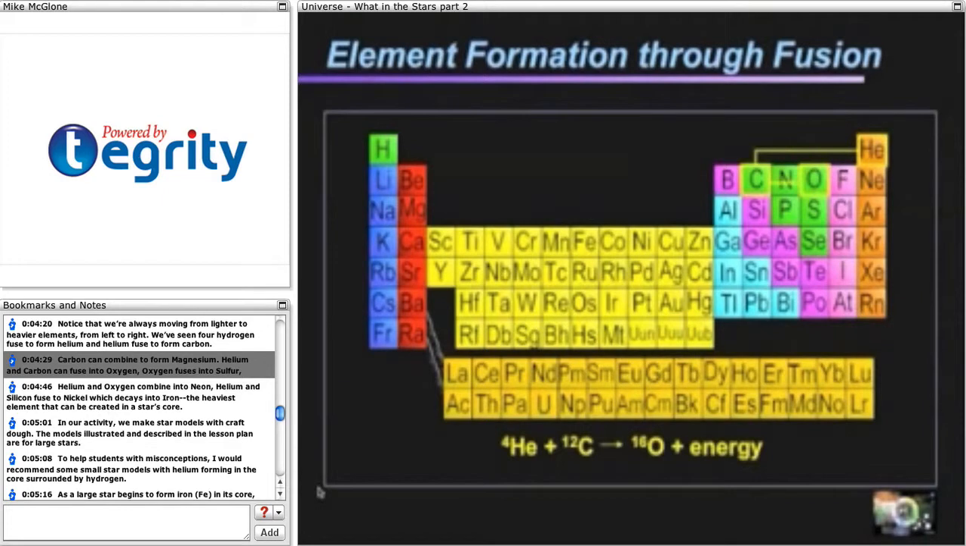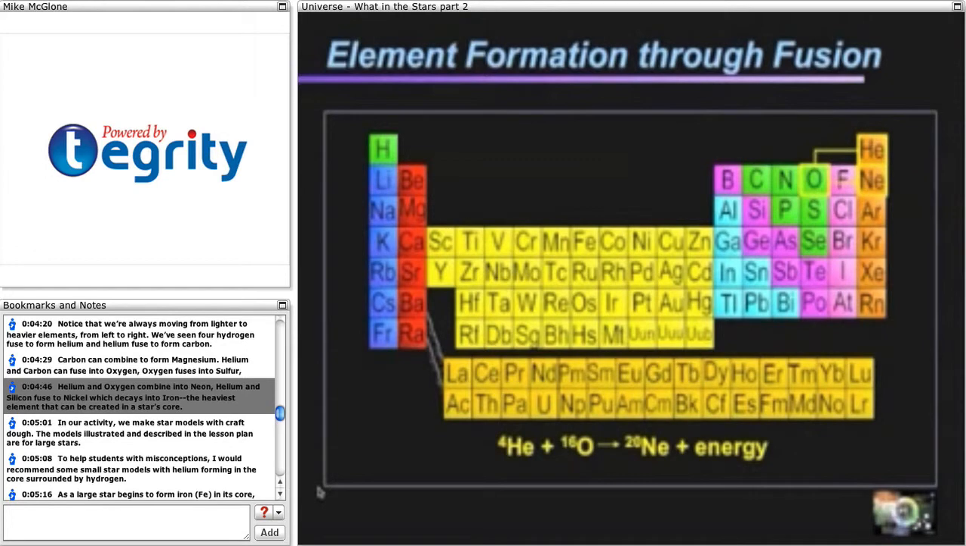Helium and carbon can fuse into oxygen. Oxygen fuses into sulfur. Helium and oxygen combine into neon. And helium and silicon fuse to nickel, which decays into iron, the heaviest element that can be created in a star's core.